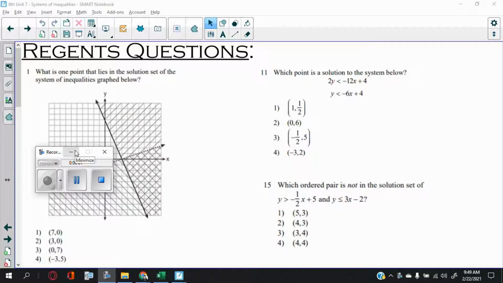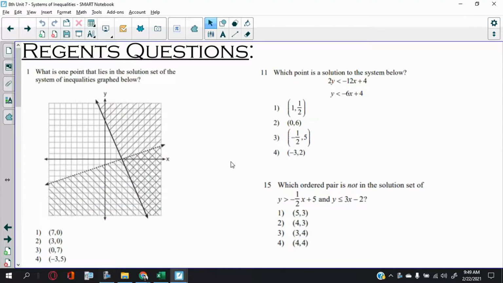So what we're going to do today is this. Based on last Friday's lesson on systems of inequalities and testing solutions, I want to use today to present to you some of the Regents questions regarding that. It's a very specific set of questions: systems of inequalities and testing the solutions in them. So let's take a look.